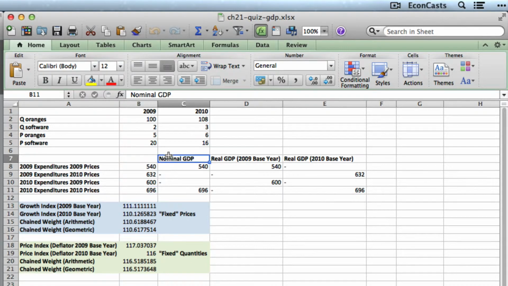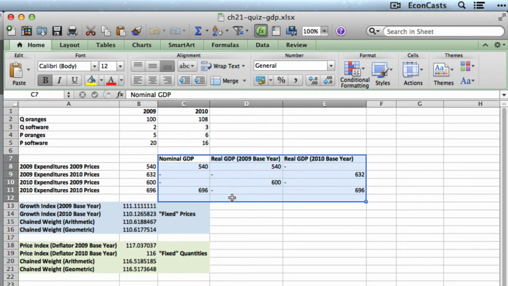So what I wanted to point out with this section of the table here is that our 2009 expenditures and 2009 prices is by definition the nominal GDP for 2009. That's just the current spending in current dollars. So again, 2009 expenditures and 2009 prices is nominal GDP. Since we're using, for some parts of this question, 2009 as the base year, this is also the real GDP in 2009 with a 2009 base year.